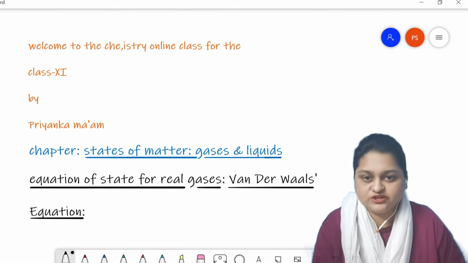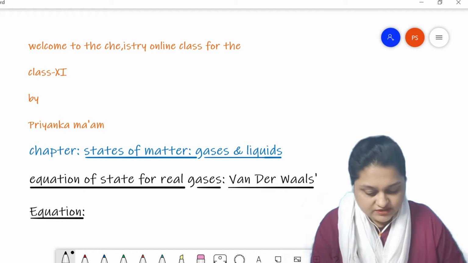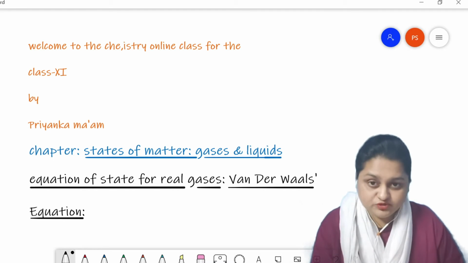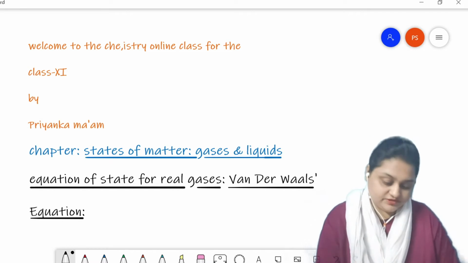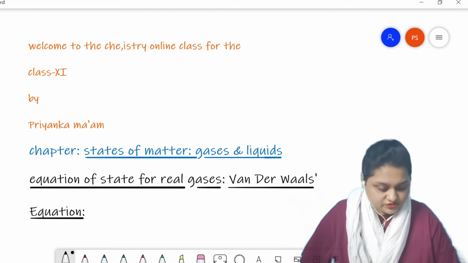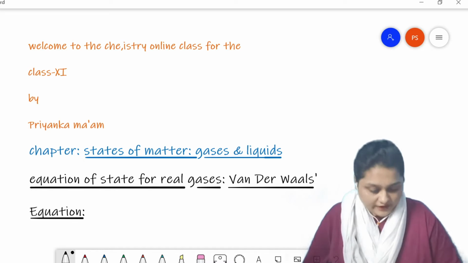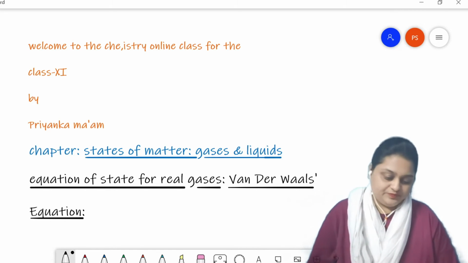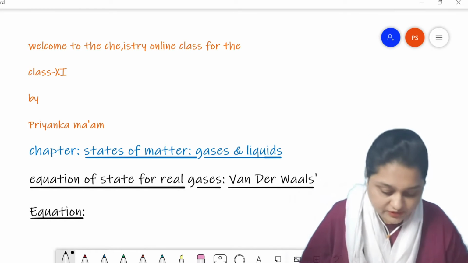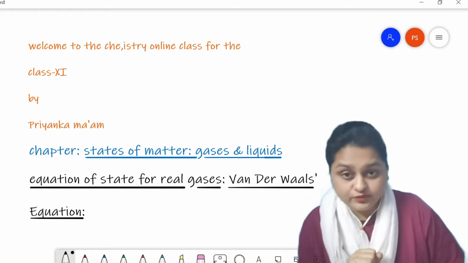Hello, welcome to the class. The concept today that we are going to start is known as equations of state for real gases, also known as the van der Waals equation. Now, the chapter that we are doing is states of matter, gases, and liquids.